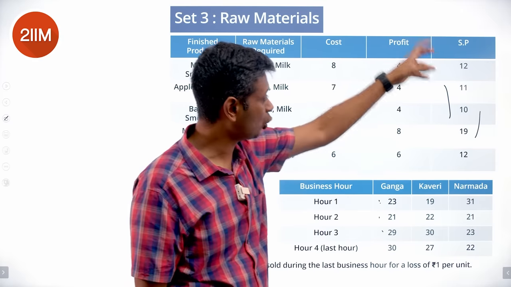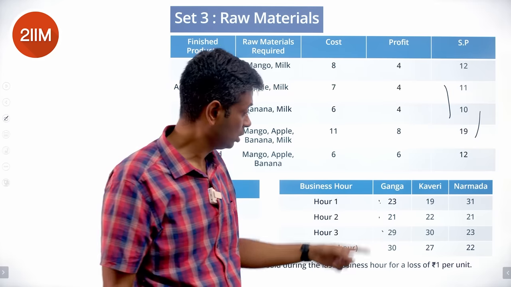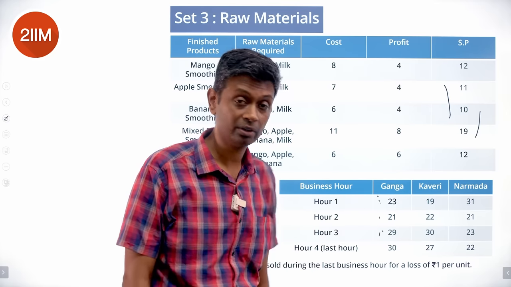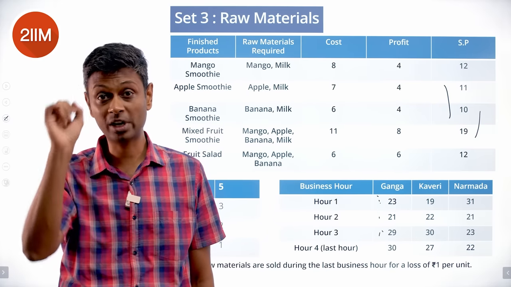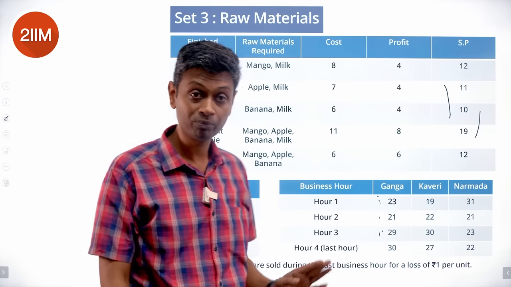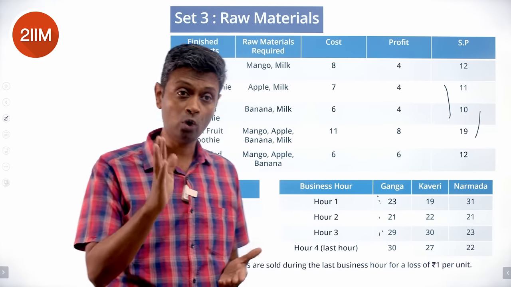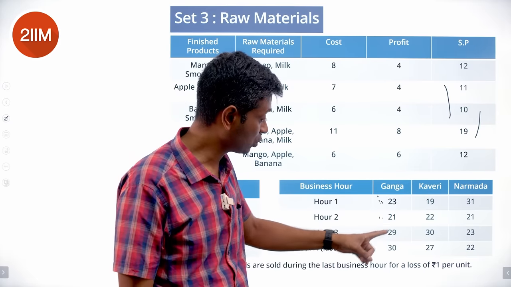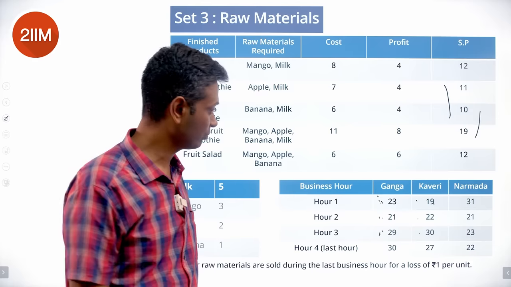So based on these numbers, we can figure out pretty much exactly what was sold in the first hour, second hour, and third hour. We still are in trouble with the fourth hour because there are some leftovers and leftover dynamics come into the picture, which is a pain in the neck. So we'll come to the leftover dynamic later on, but we know that we can figure out exactly what was sold.